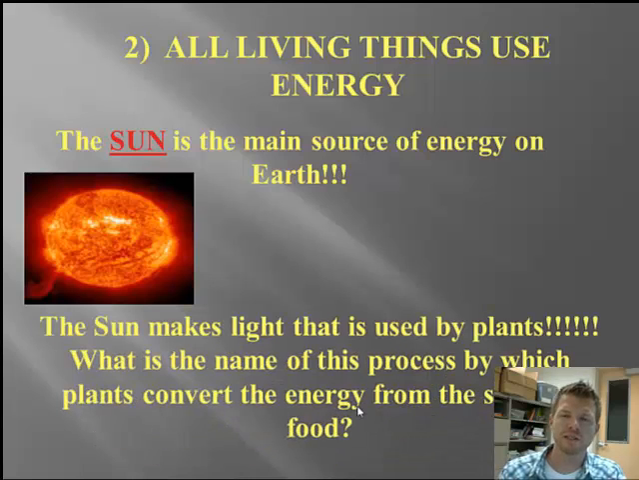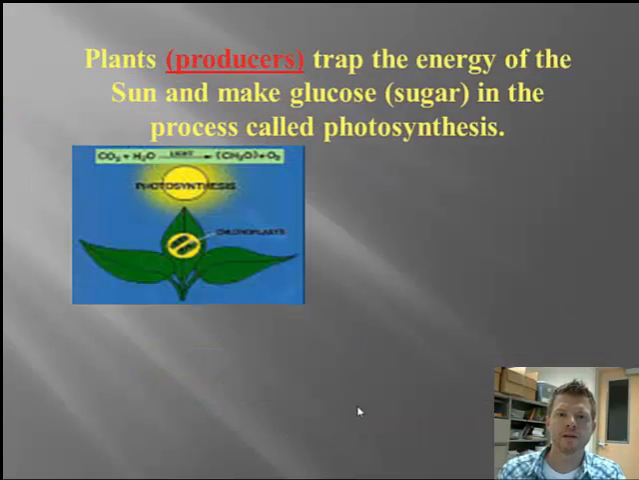So the sun makes us light and also gives us some heat, and it's used by plants. What's the name of that process that plants use to convert energy from the sun into food? You all know this. Of course, it's photosynthesis. So we're going to refer to plants as producers. They're going to produce the energy needed within that particular ecosystem through the process of photosynthesis.